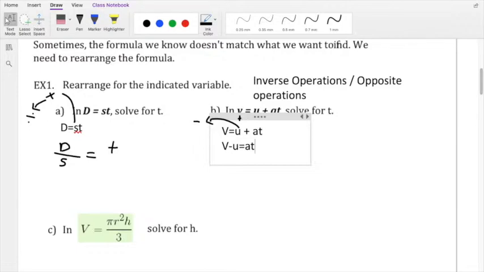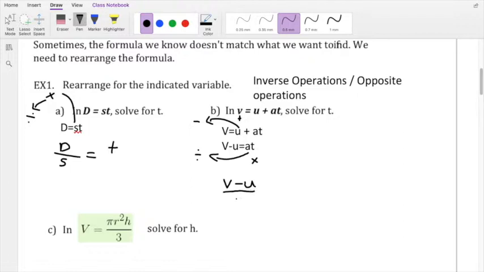Right. Then we have at here, and we just want the a by itself. I mean the t by itself. So we're going to move this over. And what is it over here? It is a multiply, so it moves over, it's going to become a divide. So my last line is going to be v minus u, which we had before, divided by a equals t. Remember your inverse operation. So we're just, every time it crosses the equal sign, it is the opposite item. Right.